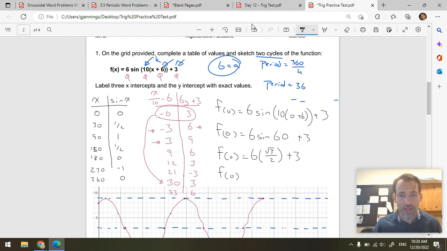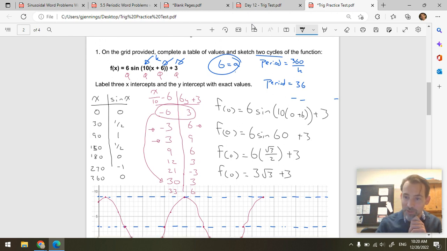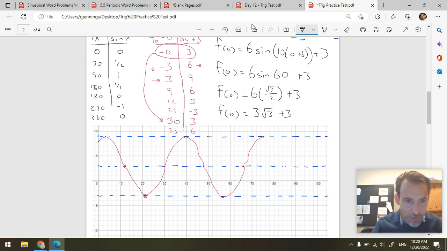F at 0 is equal to 3 root 3 plus 3. Isn't that cute? I like to put cute numbers in there to tickle you. So this is the point 0, 3 plus 3 root 3. That's its y value, 3 plus 3 root 3. It's the value of the function when x is 0.